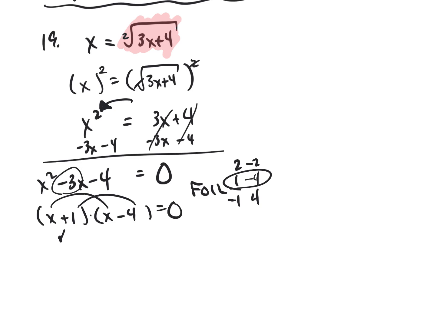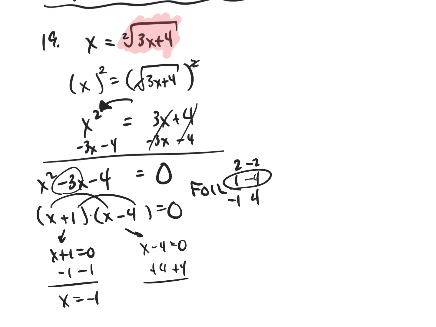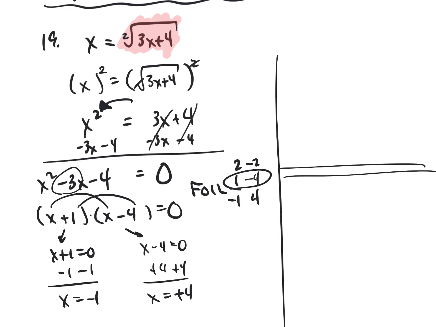So then set each one of those equal to 0, creating two little equations. And solve each of the little equations. So move plus 1 to the other side by subtraction, and move minus 4 to the other side by addition. Okay, but like we've talked about in class, when we have two answers, when we've had that second degree equation, unfortunately we need to check to see if either or both of these will work.